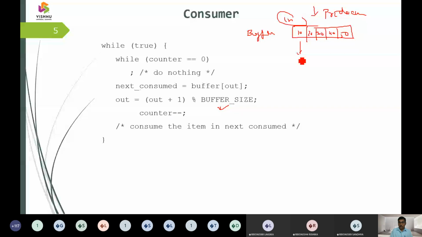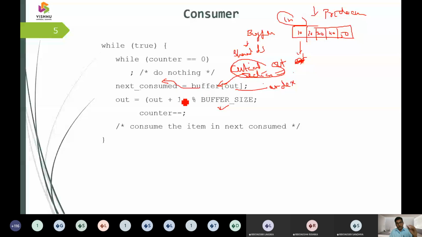And now whatever item has been produced is going to be consumed. So how is an item consumed? It is consumed with an out operation. So while counter is equal to 0, do nothing, and the buffer we are going to call the shared data structure. We are going to call this buffer a critical section item, and out we are going to call an index here. So from this we are going to move to the next consumable item.